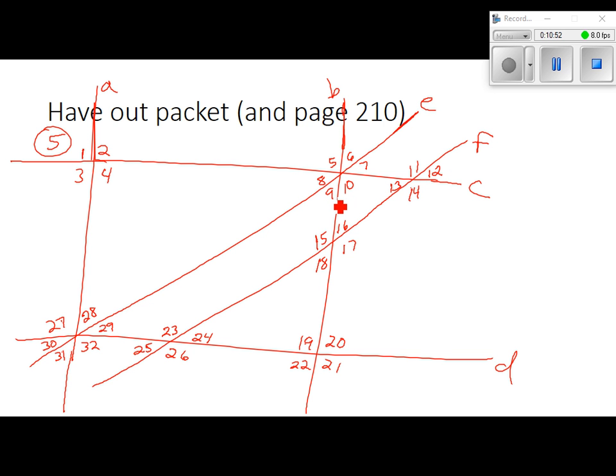I think that's everything. What did they tell us? They told us 7 equals 24, and they told us these two were parallel, let's mark this first. C and D are parallel, these two are parallel, right? And E and F are parallel.